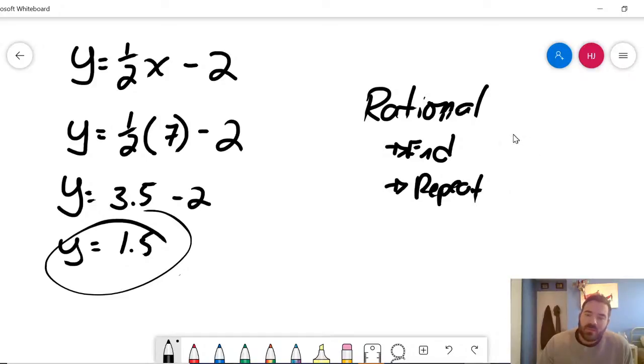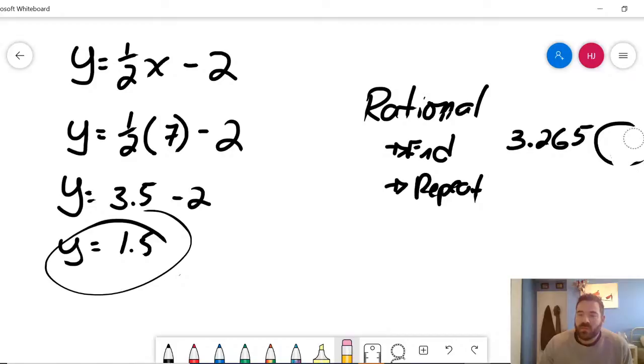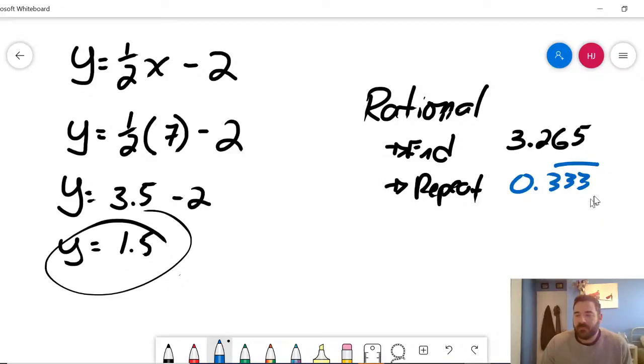An ending rational number would be like 3.265. It ends there. There's nothing past here. We didn't have to round that number. That's the whole number. It is a decimal, but it ends. Or it could be something like 0.333 repeating forever. Even though this goes on forever, it's predictable. We know that it's always a 3, and so these are rational numbers. For rational numbers, it's okay to represent them as decimals because we don't have to round them in order to do that.